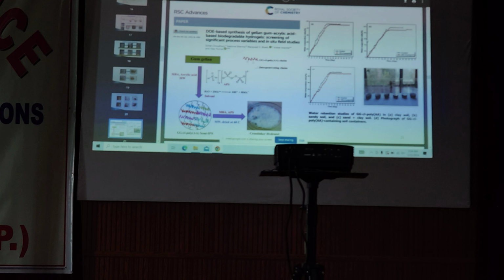Then another idea struck the mind: why won't we use it for a field study, from an agriculture point of view. So at that time we designed a model for synthesis from gellan gum. Gellan gum is a very common gum present in the native areas of Punjab. People sometimes use it for Ayurvedic purposes, to cure stomach ache, etc. Nothing more has been done with this gellan gum.